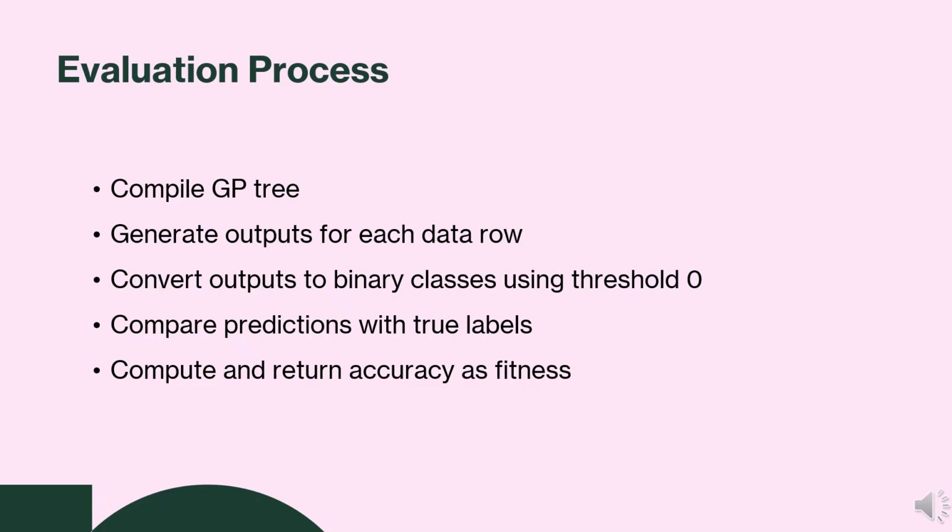To convert these outputs into final class labels, we use a simple threshold rule. That is, if the output is greater than 0, we classify it as 1, meaning income greater than 50,000. Or else, if it's 0 or below, we classify it as 0, meaning income less than or equal to 50,000. Once all predictions are generated, we compare them with the actual labels in the dataset. From this comparison, we compute the accuracy, which tells us how many predictions were correct. This accuracy becomes the fitness score, and it allows the GP algorithm to identify which individuals are performing well and which ones should be improved or replaced in the next generation.